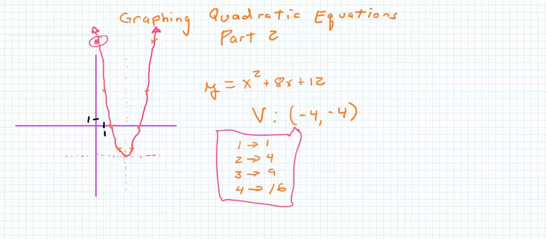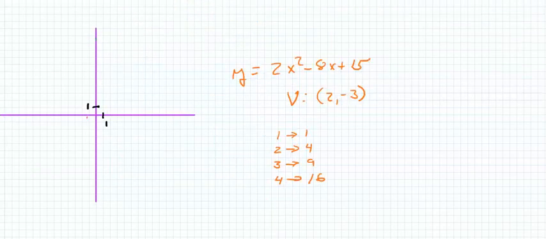What happens if the coefficient is not 1? Well, let's see. Here we can see the coefficient is 2. So instead of using 1, 4, 9, and 16, we take this result, 1 times 2, and we go up 2. 4 times 2 is 8. We go up 8. 9 times 2, 18. We're going up 18. Off any graph we're going to do, most likely.